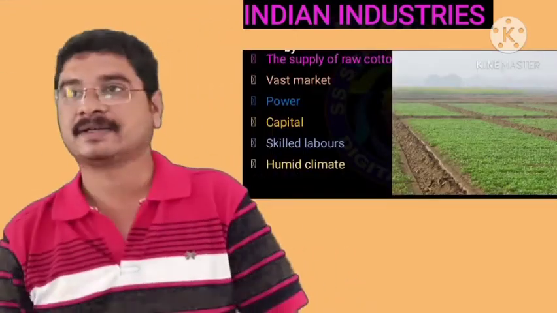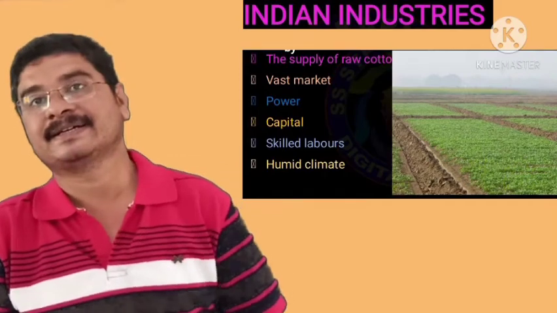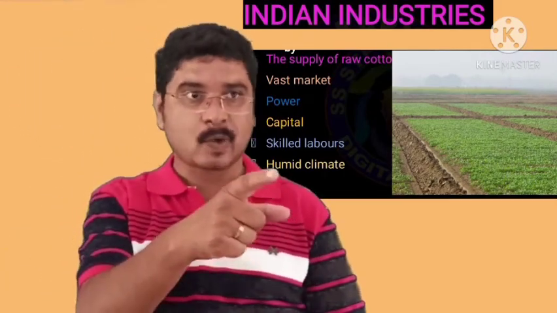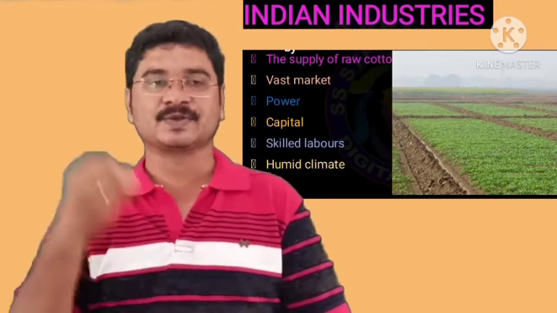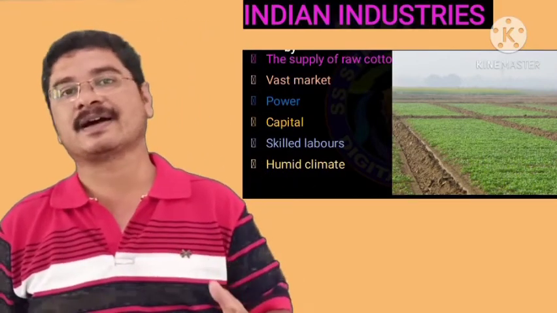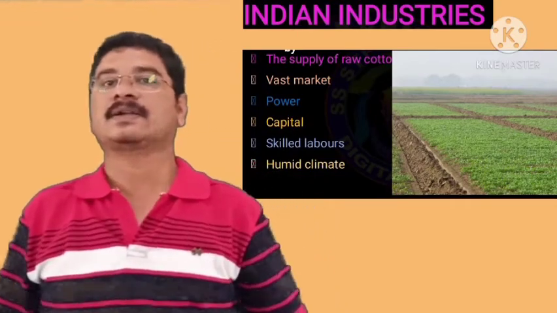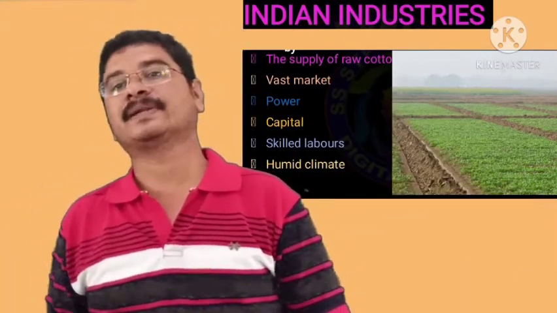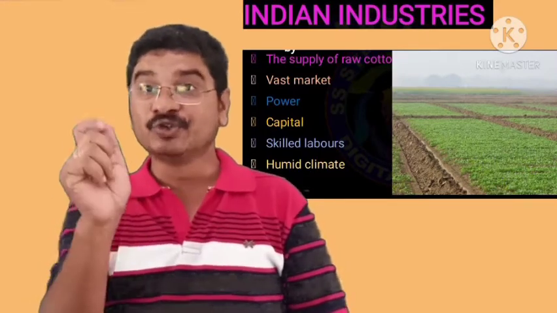Then what are the important requirements to start the textile industry in India? The location of cotton textile industry in India. Anybody in the class? Yes, water. Okay, that is common to start any industry. Then raw material. What is the raw material needed to start the textile industry? Yes, cotton, the supply of raw cotton, and vast market, power, capital, skilled laborers. Then very important is humid climate. Humid climate is supposed to grow more cotton.